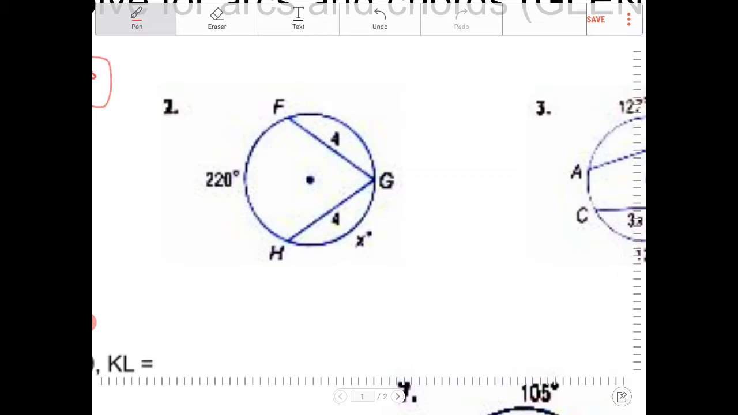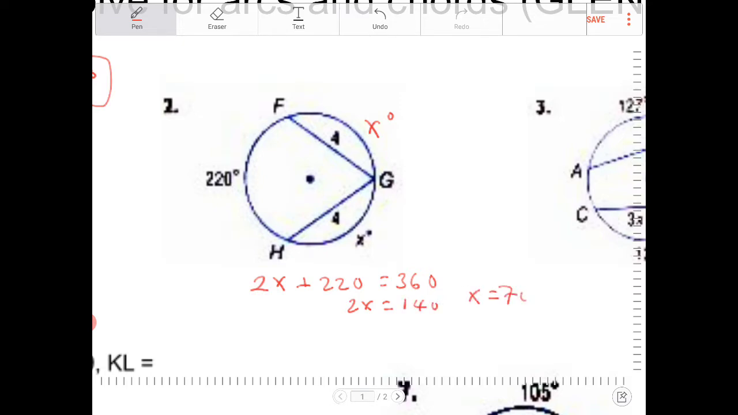Question 2. Again, congruent chords intercept congruent arcs, so that means if this is x, then this must also be x. So that means 2x plus 220 is equal to 360. If I subtract 220 from both sides, I'll end up with 2x is equal to 140. Divide by 2, x is equal to 70.